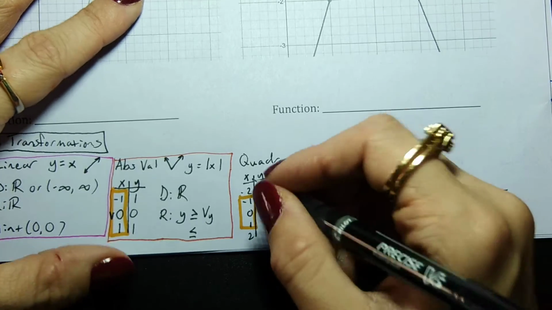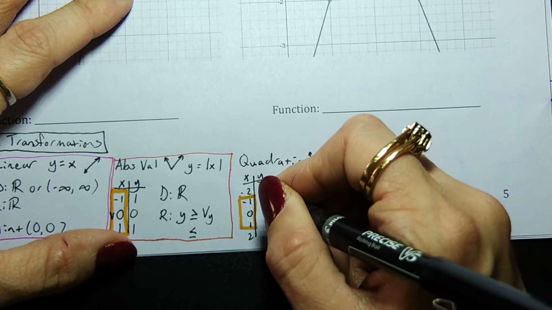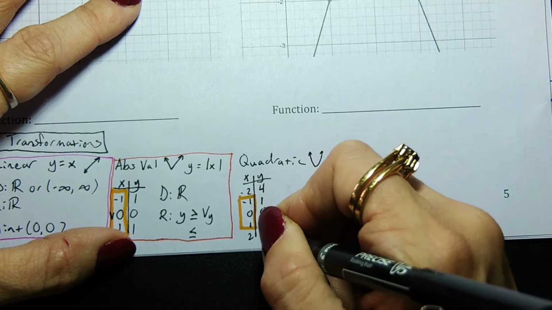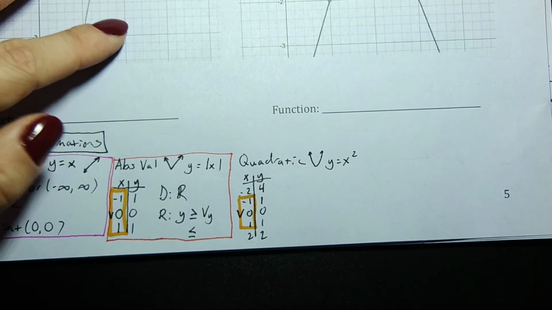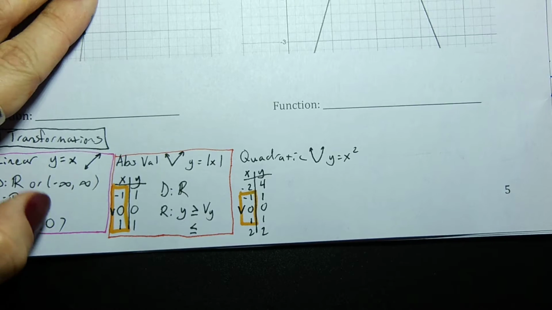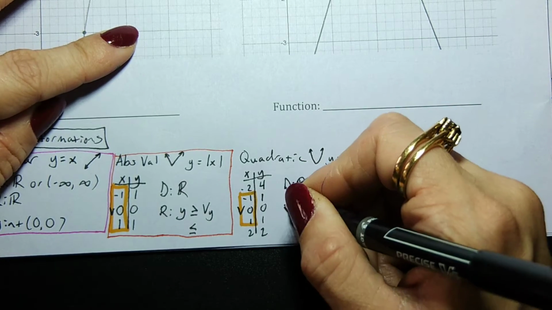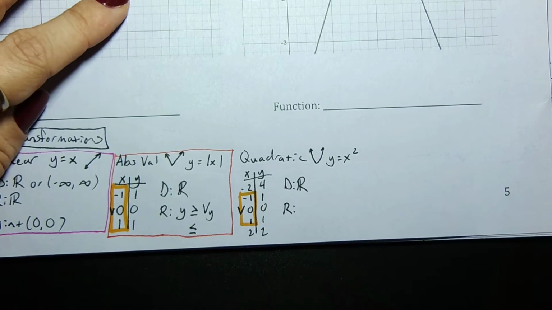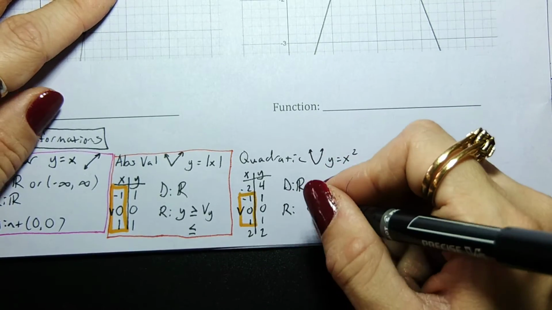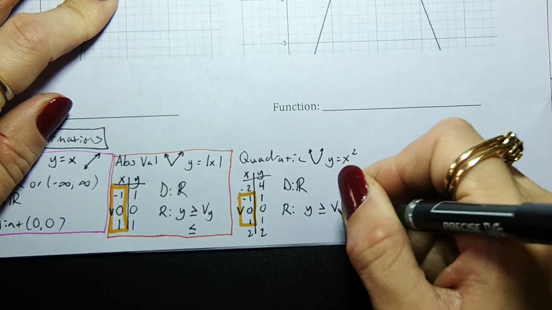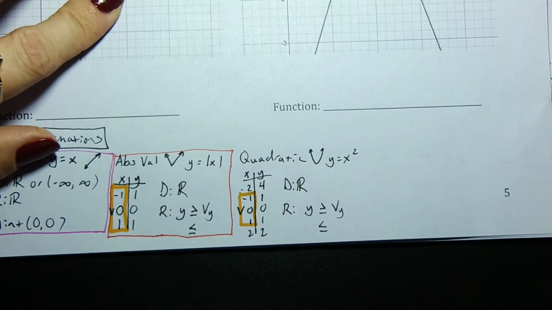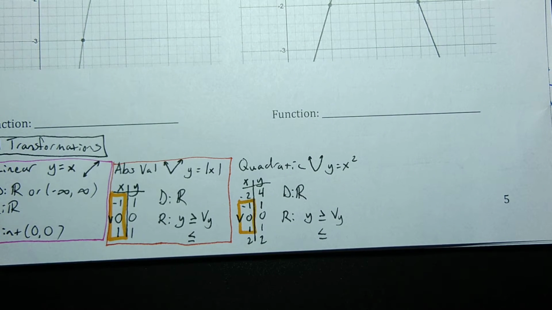Then when we plug those values in, -2 squared is 4, -1 squared is 1, 0, 1, 2. With the vertex being at 0, 0, just like the absolute value. Our domain is all real numbers again. And our range is exactly the same as the absolute value, where it's y greater than or equal to the vertex y value, or less than or equal to, depending on if it has been transformed in some way.